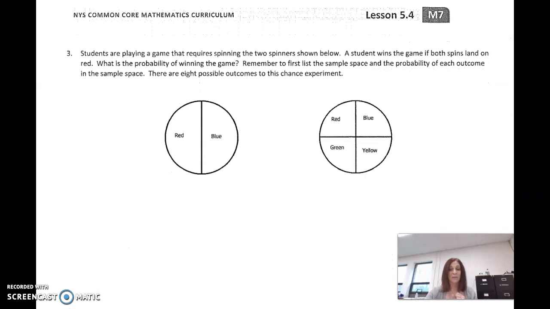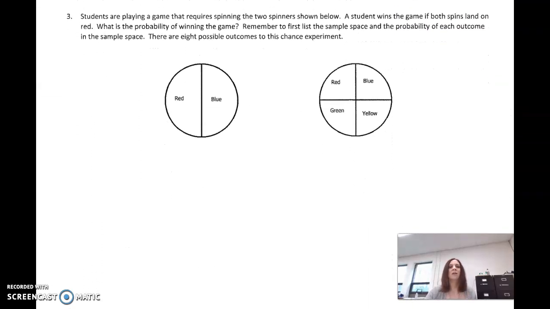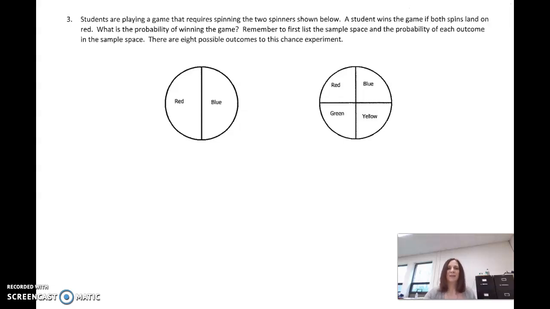Last example, pay close attention to this one. Students are playing a game that requires spinning the 2 spinners shown below. A student wins a game if both spins land on red. What is the probability of winning the game? Our goal is going to be to find the probability of winning the game. Remember to first list the sample space and the probability of each outcome. It's telling us there's 8 possible outcomes.